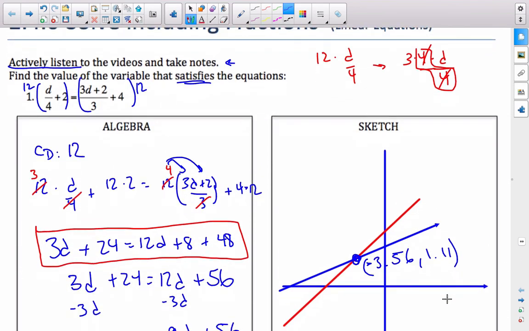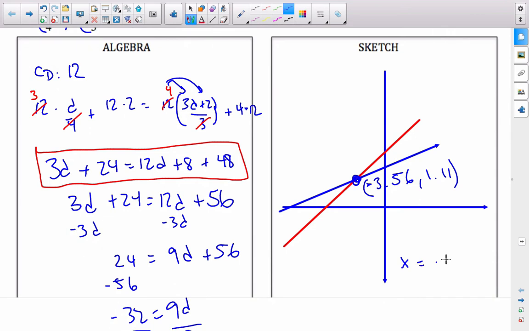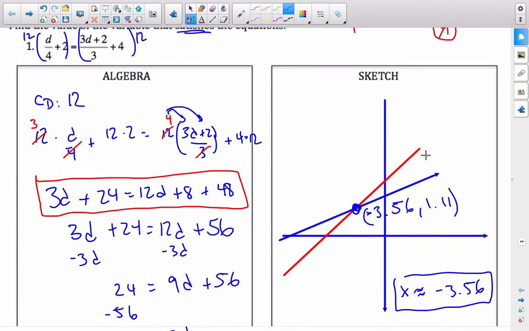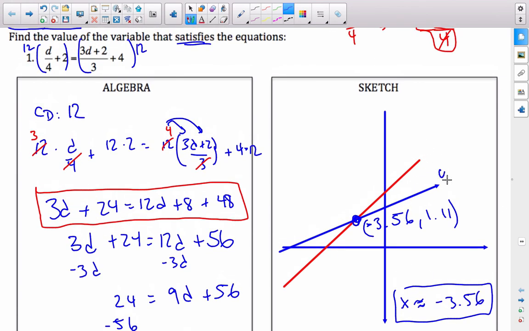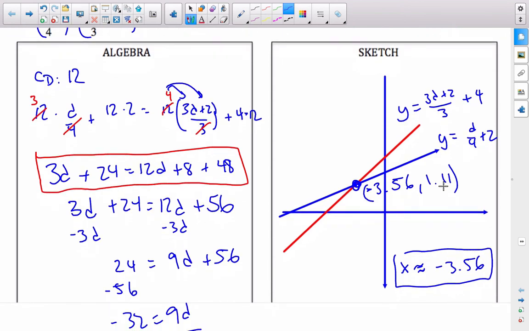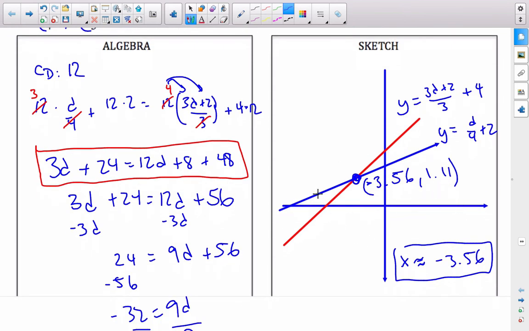And so then down here, I will say x equals negative 3.56. I should actually say approximately because it's no longer exact. And there's the solution. And I know that this is y equal to x over 4 plus 2. And this one is y equal to (3x plus 2) over 3 plus 4. And there's our sketch. Quick and easy. Nice. Again, I'm not labeling things. I'm just making it reasonable. That looks like it, and I can tell quickly that you know what you were doing.